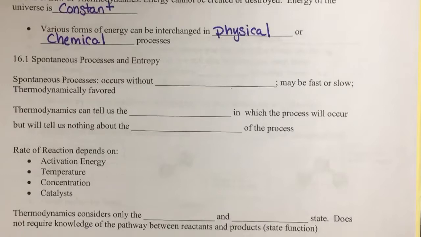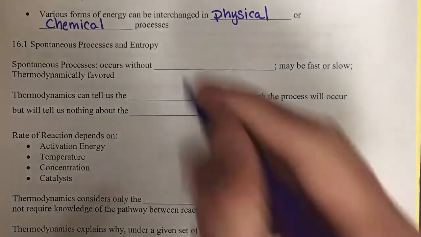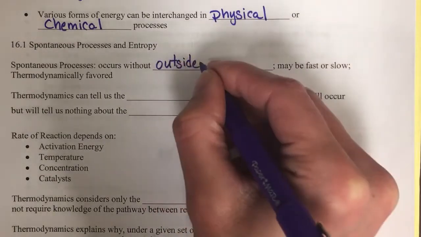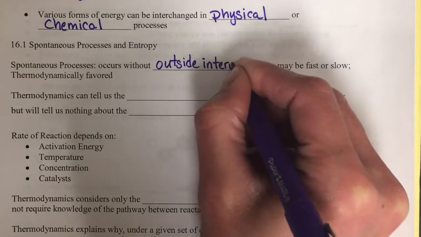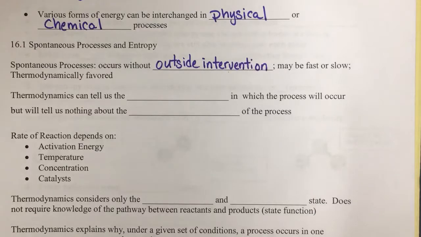Now, when I say that a reaction is spontaneous, I mean that it's going to occur without outside intervention. So if I put an ice cube out on the table, it's going to spontaneously melt. I don't have to do anything to it, it just happens. Now when I say it's spontaneous, I mean that it happens. I don't mean that it'll happen quickly. I don't mean that it'll happen slowly, just that it will happen, okay?